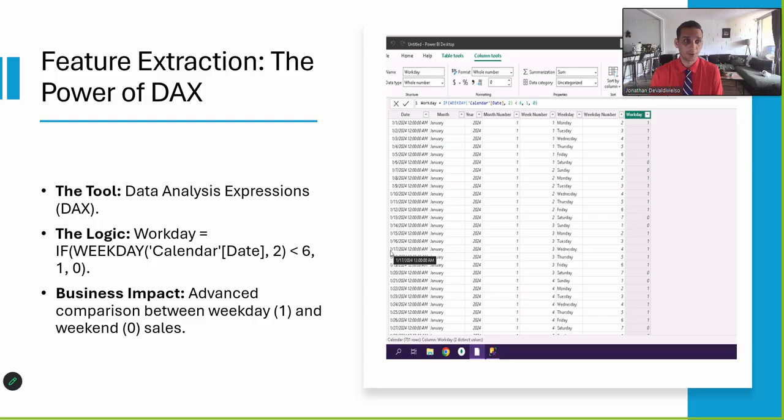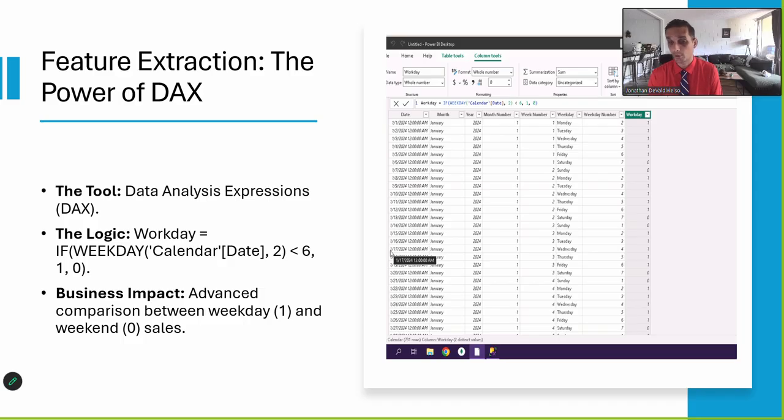Now we'll look at the feature extraction, the power of DAX. So the tool is data analysis expressions. There's an example on the slide of the logic. To move beyond basic reporting, I developed a custom calendar table using DAX. This process, called feature extraction, allows us to create specific business attributes that don't exist in raw data.